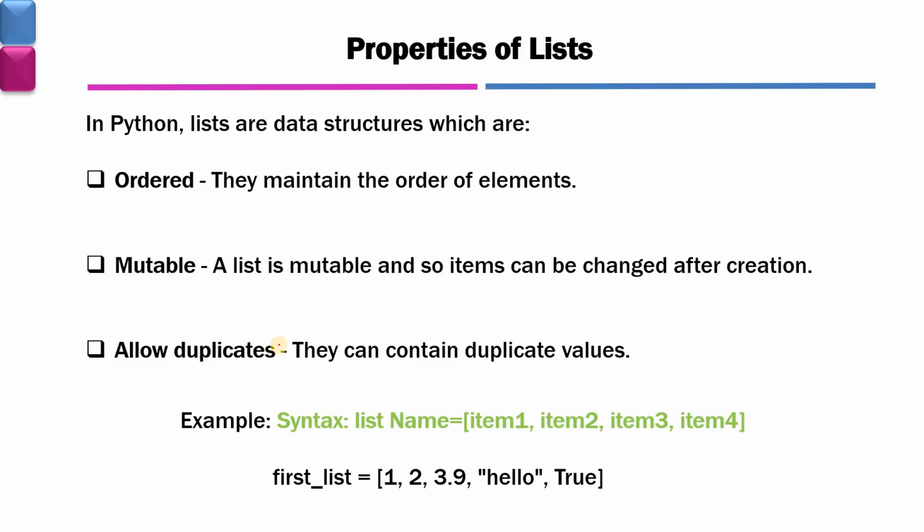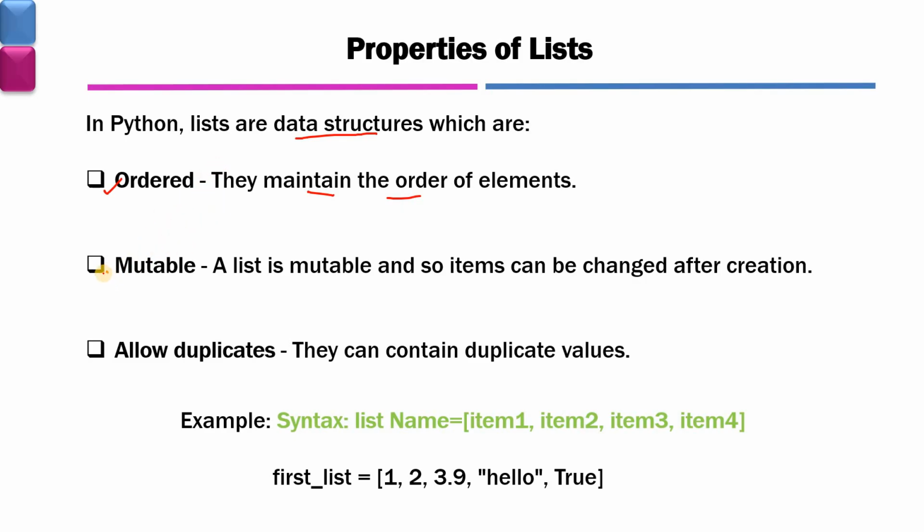In Python, lists are data structures which are ordered, meaning they maintain the order of elements. I will give you the example of list. List is a kind of data structure, and that is also ordered. Ordered means that in that data structure, the elements maintain their order, right?